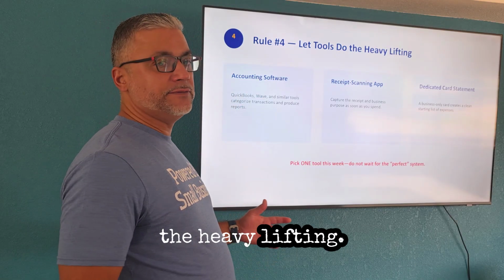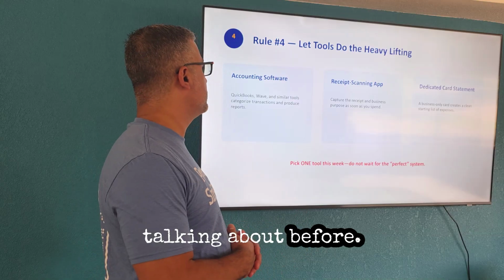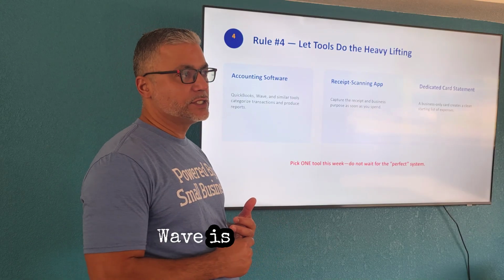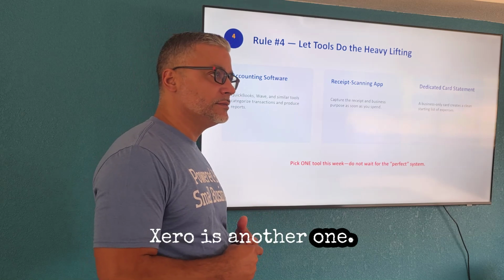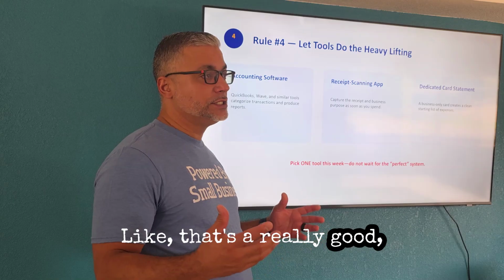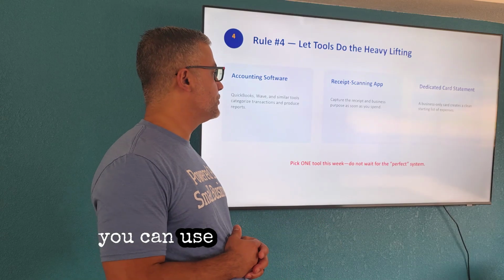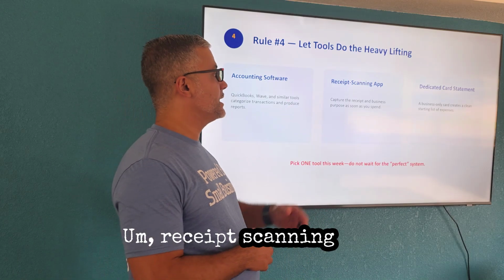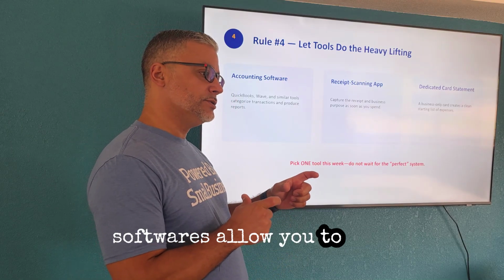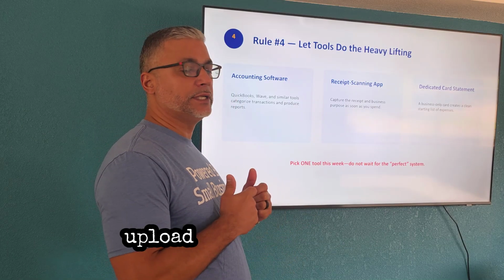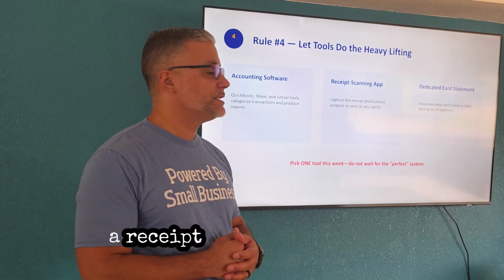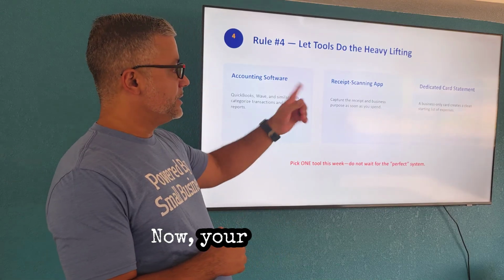Let the tools do the heavy lifting, like what I was talking about before. You have accounting software, such as QuickBooks. Wave is a good one. Xero is another one. We even use one in our office called Patriot Accounting. That's a really good, cheap accounting software that you can use for your business. Most of these accounting softwares also work as receipt scanning apps, allowing you to take a picture of the receipt and upload it to that particular expense, so that you always have a receipt with that expense and your dedicated card statement.